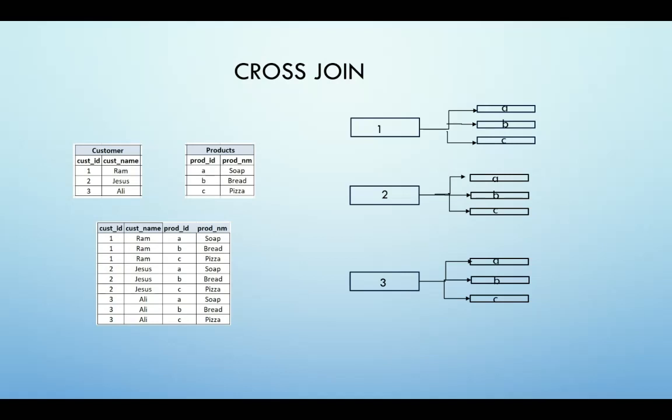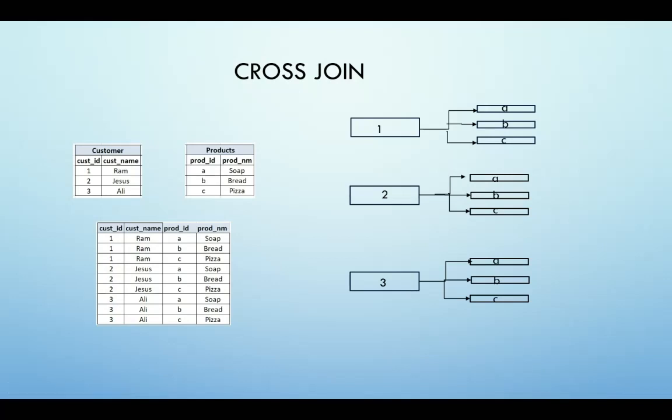Each and every record of the customer table will create a mapping with all the records in the products table. If you see the slide, I have represented that customer 1 has a relation with A, B and C. It creates 3 records for the first record in the customer table. Similarly, customer 2 has 3 records of relationship with products A, B and C. Similarly, customer 3 has 3 relationships with products A, B and C. So the output will have 9 records in total.